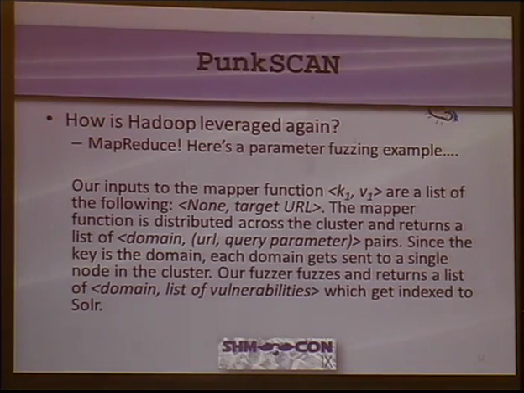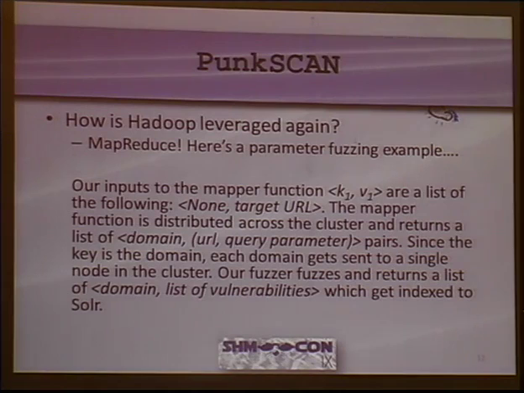So the mapper function, if you remember, is going to be distributed across the cluster. And all this really does is it parses the URL and returns a list of elements with the domain as the key, and a Python tuple of the URL and a single query parameter within that URL. So we've crawled it, and now we're distributing the job to the rest of the machines in the cluster. It does this for every single URL and query parameter combination that's found within the domain. Since the key is going to be the domain in this case, the partitioner sets it up so that each domain gets sent to a single node for scanning.